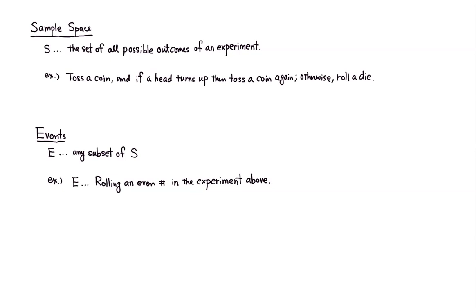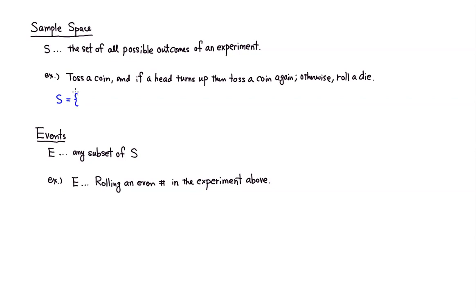Here's an example. Let's say you toss a coin, and if a head turns up, then you toss a coin again. Otherwise, you roll a die. What are all the possible outcomes of this experiment? So let's come up with the sample space S.